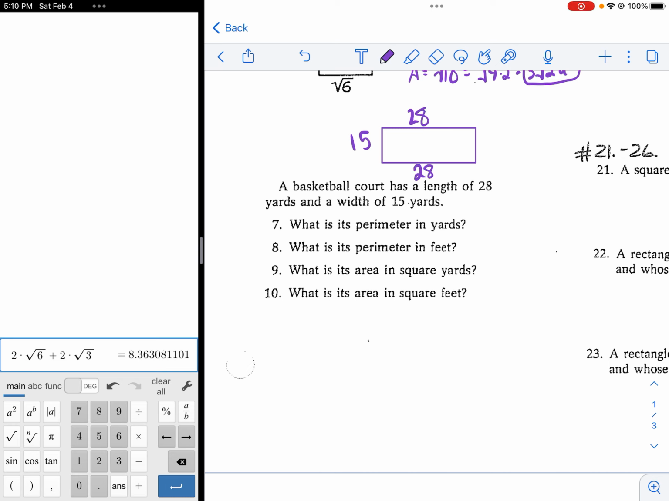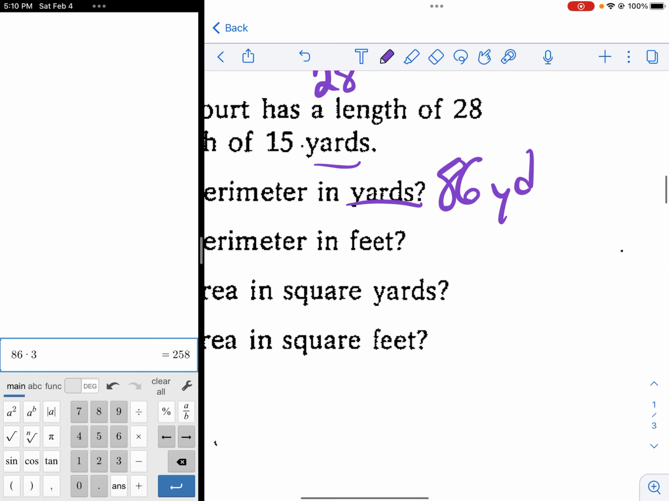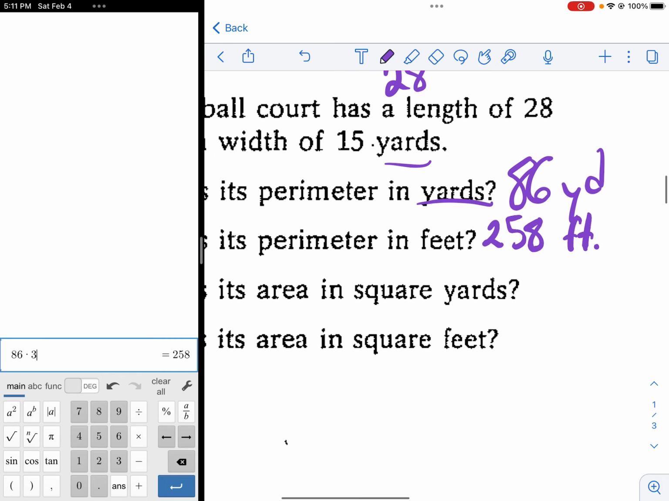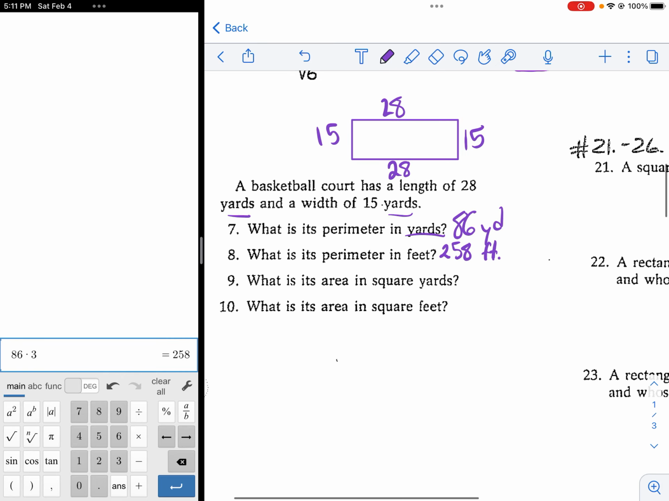We're finding its perimeter. We're going to add 28 and 28 and 15 and 15. 28 and 28 I know gives me 56. 15 and 15 gives me 30. So 56 plus 30 is 86 yards. Again, I'm going from yards to yards, so I don't have to change anything. But then it asks me what's the perimeter in feet. There's actually 3 feet in a yard. So I do 86 times 3. I get 258 feet.